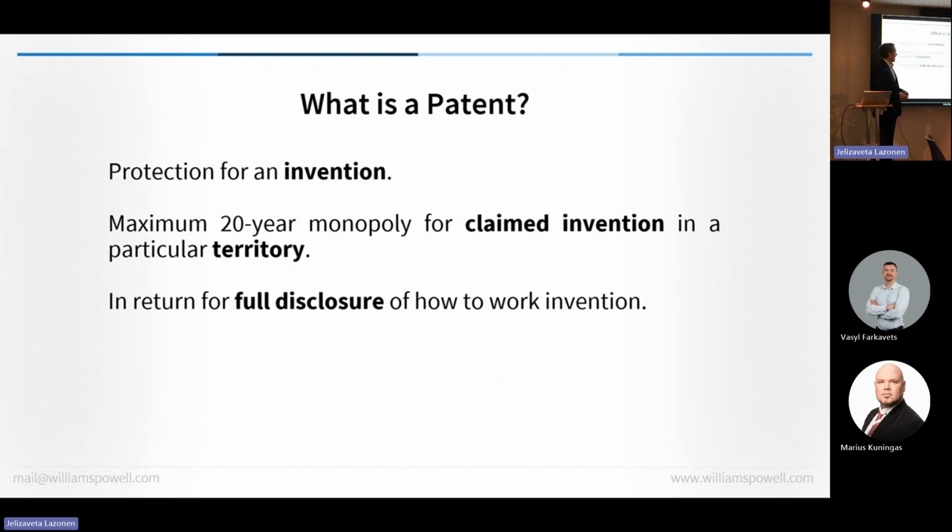So we'll just take a step back and remind ourselves what a patent is before we go into some of the detail about how to read it. A patent is protection for an invention. It gives the owner the right to stop other people from using that invention, and so it gives this monopoly. An important distinction to make there is that a patent that you have doesn't necessarily give you the right to use that invention. It gives you the right to stop other people from using that invention.